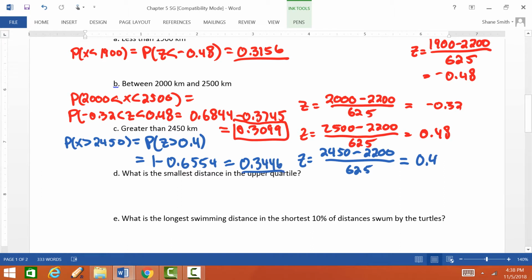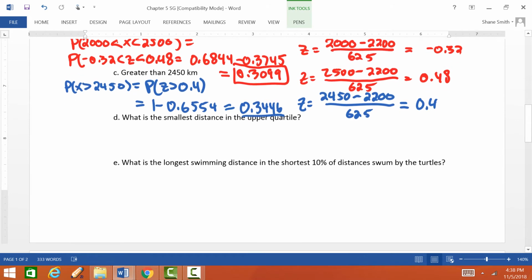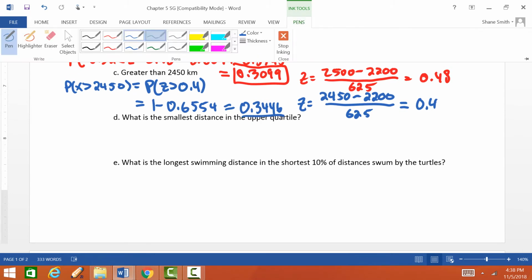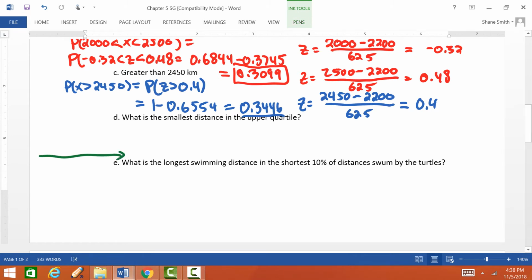Okay, what is the smallest distance in the upper quartile? So this is when we start going in reverse. For these problems, I find drawing a small picture is useful. Okay, so the upper quartile, I always get this question. Remember, there's 3 quartiles. There's the first, second, and third. So the upper quartile is the third quartile. So that means that the area to the left is going to be 75% or 0.7500. So using the table backwards, the z-score that goes with 0.7500 is going to be 0.67.